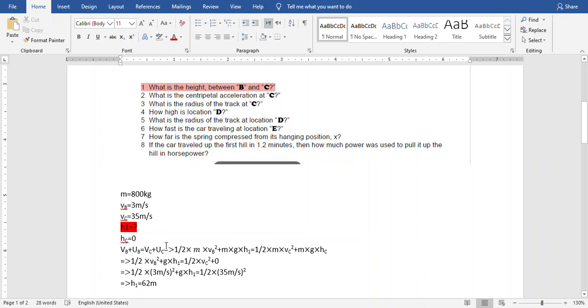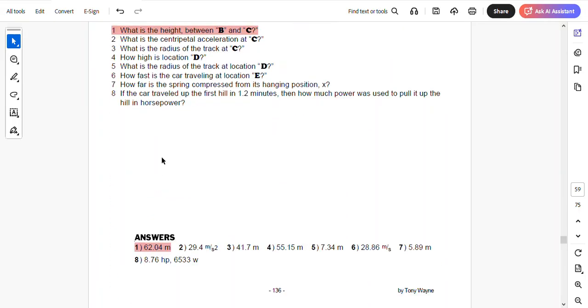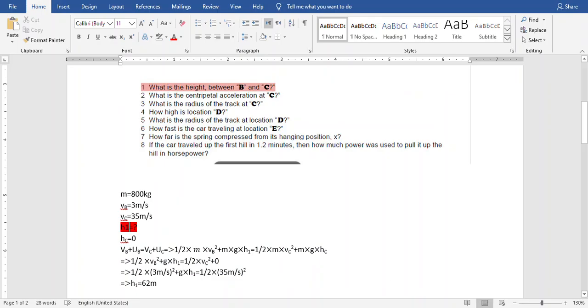Let me compare my solution with the book solution here. The answer is 62 meters. It's almost 62 meters. Now let me return to my Word.